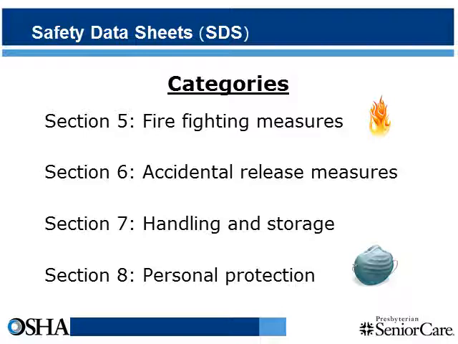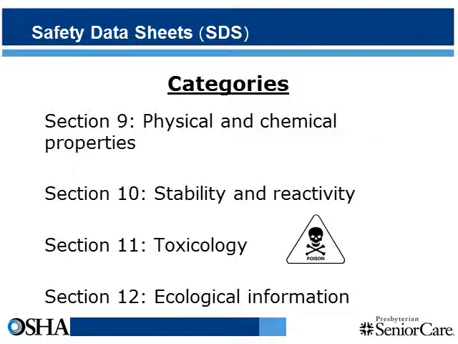Section 8 is about exposure control. This part will tell you what protective equipment you should be wearing, and also any exposure limitations there might be, or if it should be used in a specially ventilated area, that kind of thing. Section 9 gives you the physical properties, what it looks like, what it smells like, when it melts, when it boils, will it burn, other physical things like that.